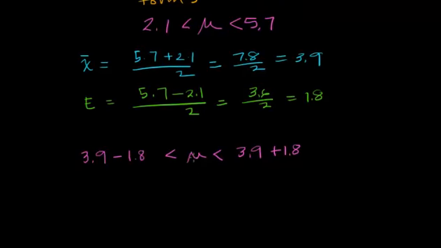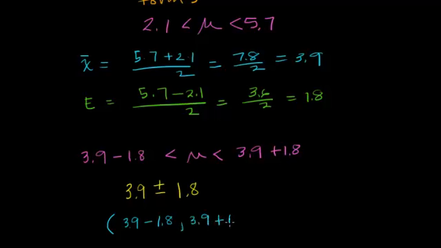Okay, and now let's put it in this notation where we have 3.9, x bar, plus or minus our margin of error. So that's another way we can write our confidence interval. And then in interval notation, 3.9 minus 1.8, comma, 3.9 plus 1.8.